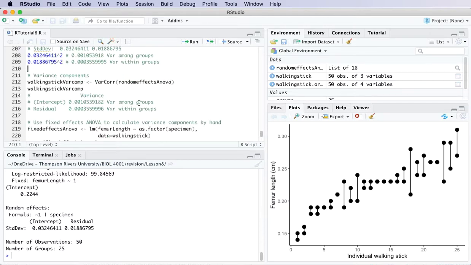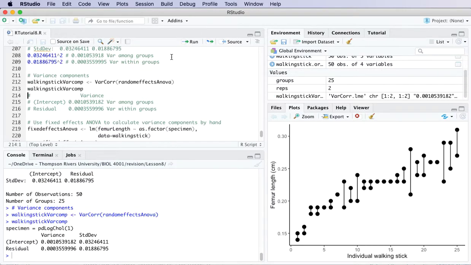So to calculate that, we're going to calculate these numbers using this function here, which is going to calculate something called the variance components. These two different variances are called the variance components. So if I use that function, let's just see what that gives us. So here's the variance among the groups. That was this number here. And then here's the variance within the groups. That was this number here.